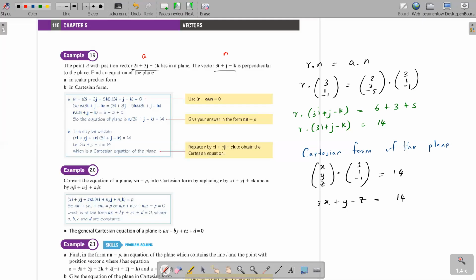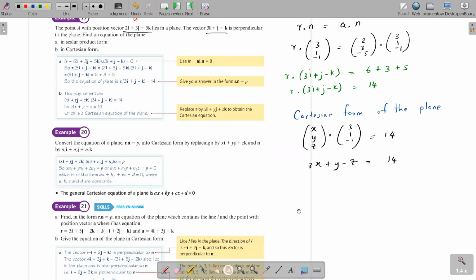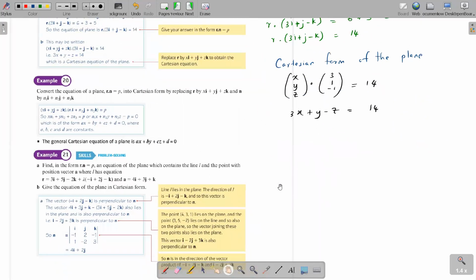Talk to me. Yes, teacher. Okay, so that's the Cartesian equation of the plane. That's all. So then let's move on.